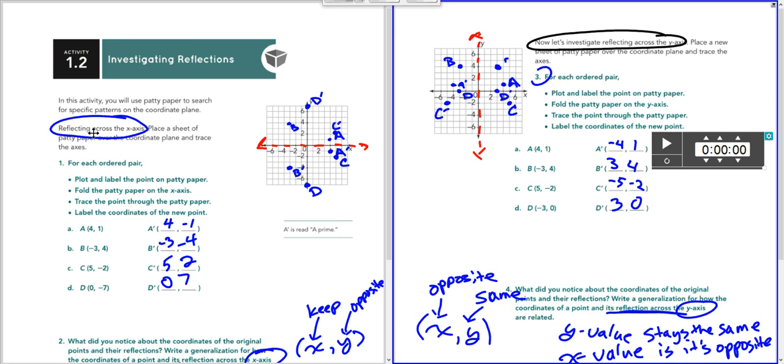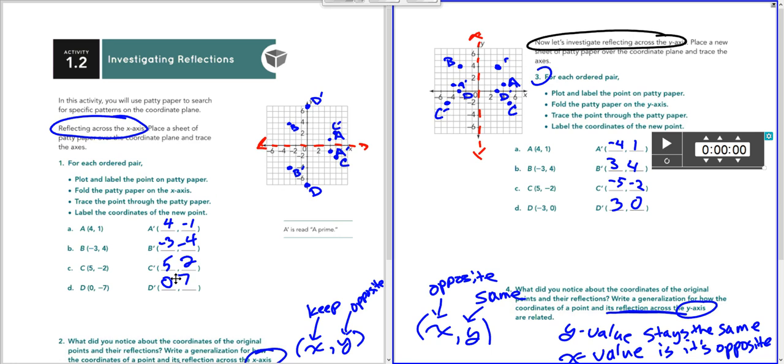First off, it says if we're reflecting on the x-axis, so if we're folding the paper along the x-axis, we need to plot all these points, A, B, C, and D. And then we're going to plot the reflection of each, or the A prime. So if this is A, this is going to be A prime. If I fold it along this axis, it's going to be kind of like an ink blot here, an ink blot here. B is going to be here to here, and C is from here up to here, and D is from here to here.